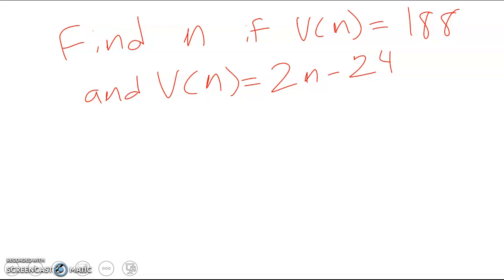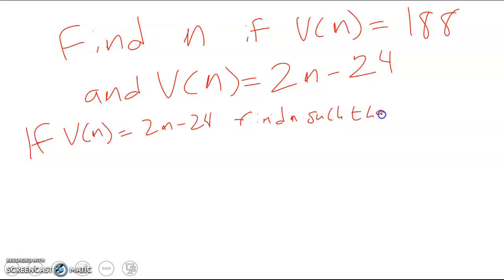So basically, find n if v of n is equal to 188 and v of n is equal to 2n minus 24. Now, I think in your problem, it was probably saying if v of n was equal to, and then we write our equation there, the 2n minus 24. If v of n is equal to 2n minus 24, find n such that v of n is equal to 188, okay?